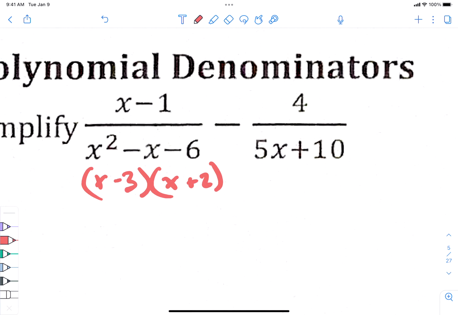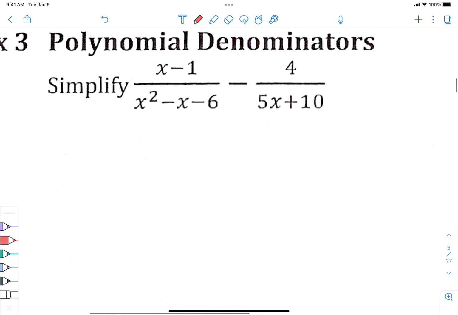All right, let's break down the second one. So 5x plus 10. What can you do with that? Take out a 5. That's a GCF. 5 times x plus 2. Okay. Perfect.